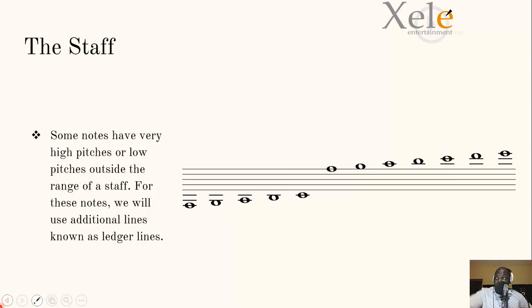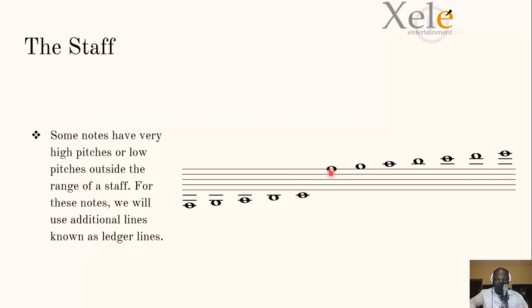Well, remember that high notes are placed really high on the staff, right? And low notes are also placed really low on the staff. Now, sometimes there are notes that are so high or so low such that they fall outside the range of a staff. Now, what do we do for those notes? For these notes, we have to use additional lines that are called ledger lines.